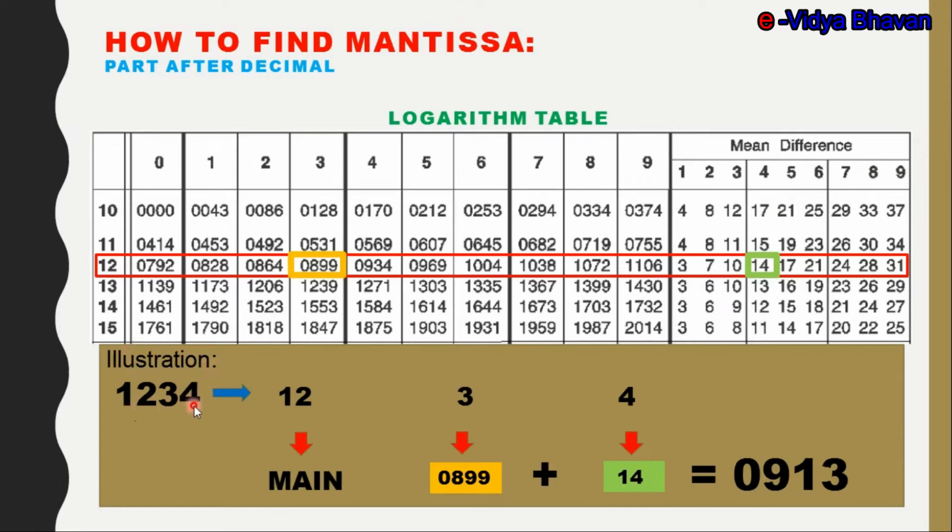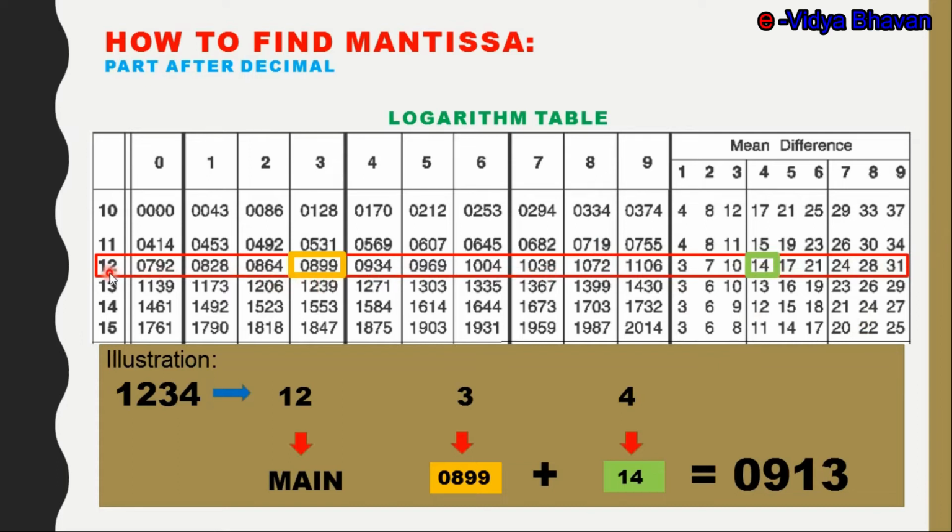Now let's have an illustration. 1 2 3 4. This is the 4-digit number we have considered, because we know we can study or read only 4-digit numbers in logarithm. Now this 12 we'll write first, and then 3 we'll write here, and this 4 we will write here. Now this 12 will be considered in the main. So if you see the main, here is the 12. Let us mark this 12 with a box, and let us concentrate on this red box.